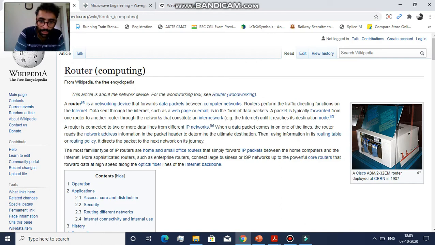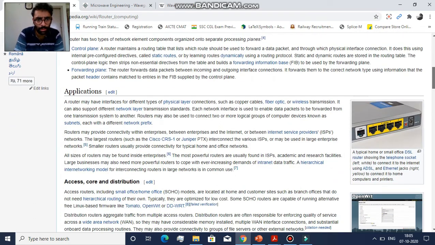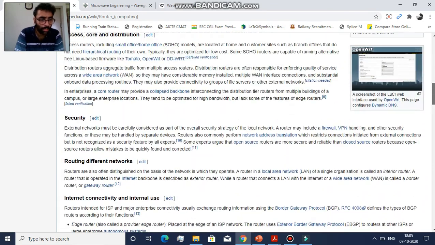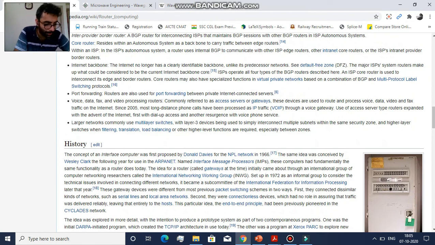It is a layer 3 device, and you can get a lot of information about routers on the internet, so you can refer to the details on the internet as well.